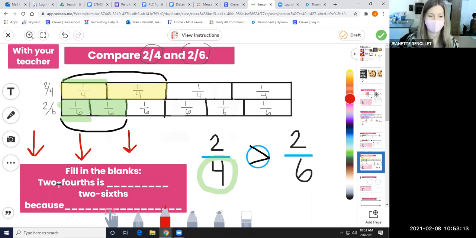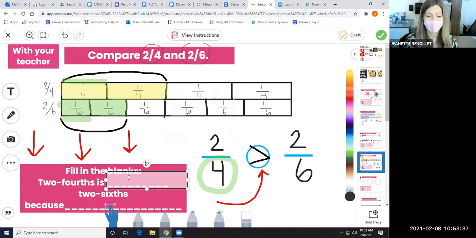Let's do it together. 2/4 is blank, 2/6, because blank. We just determined that 2/4 is greater than 2/6. So the first thing we can write is greater than. 2/4 is greater than 2/6. You may type in your math vocabulary greater than into the blank.